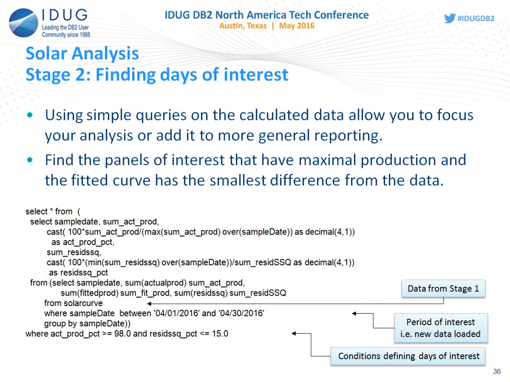So the second part of our analysis was finding the panels or the days of interest, ones that had maximal production or a very smooth curve. And this is an example SQL query. Really it's just saying if the actual production is within 2% of the maximum production, then that's something we want to consider more, despite having some complex expressions to calculate our percentages. Again, it's for this period of interest because that's the data I just ingested into the database and I'm working on my analysis. And this is just the table that I populated in the prior step.